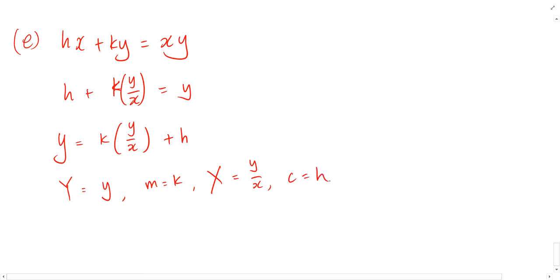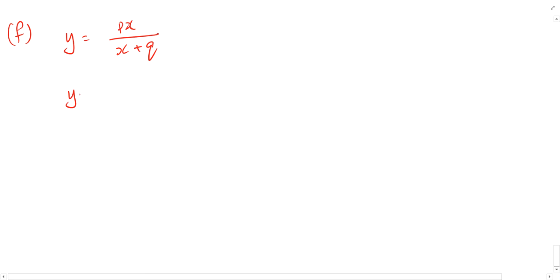Okay? Now next, part F. Anybody needs help? F? Okay, you can show me your work later. Okay, first step, what can we do over here? Times x plus q on both sides, alright? yx plus yq equals px. What next? Divide by y, okay. x plus q equals px over y.